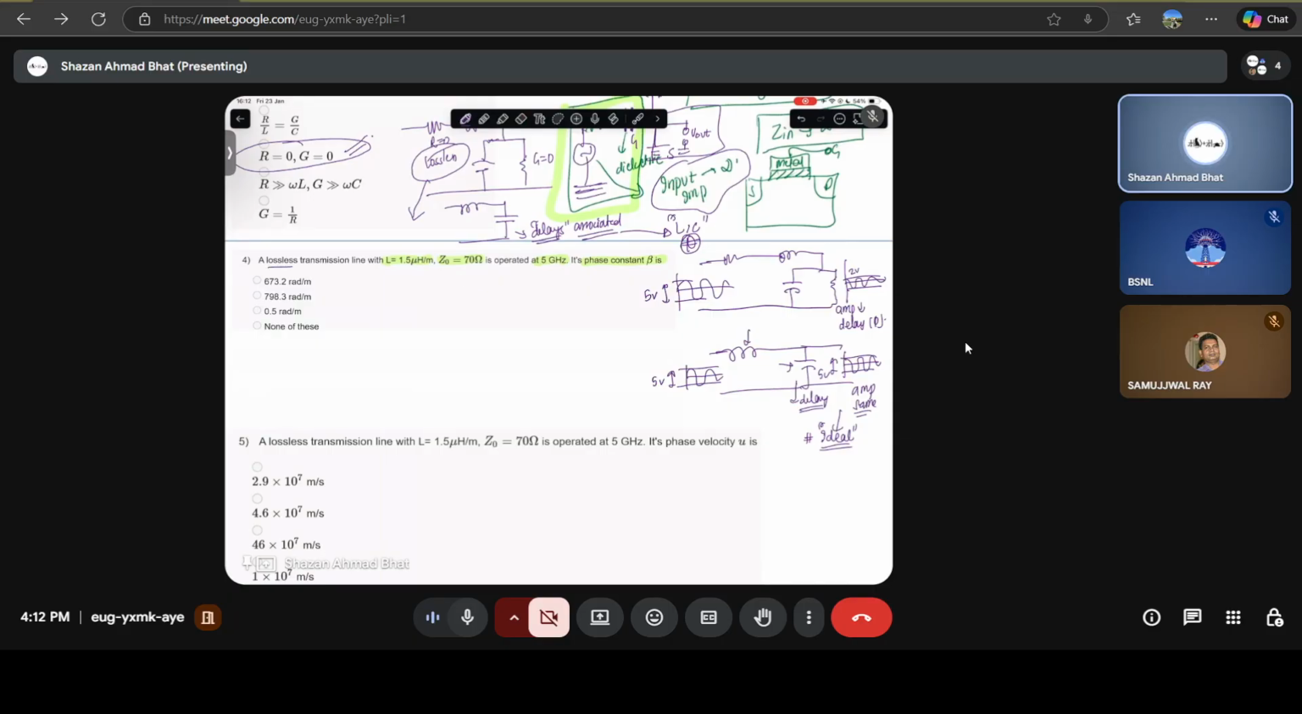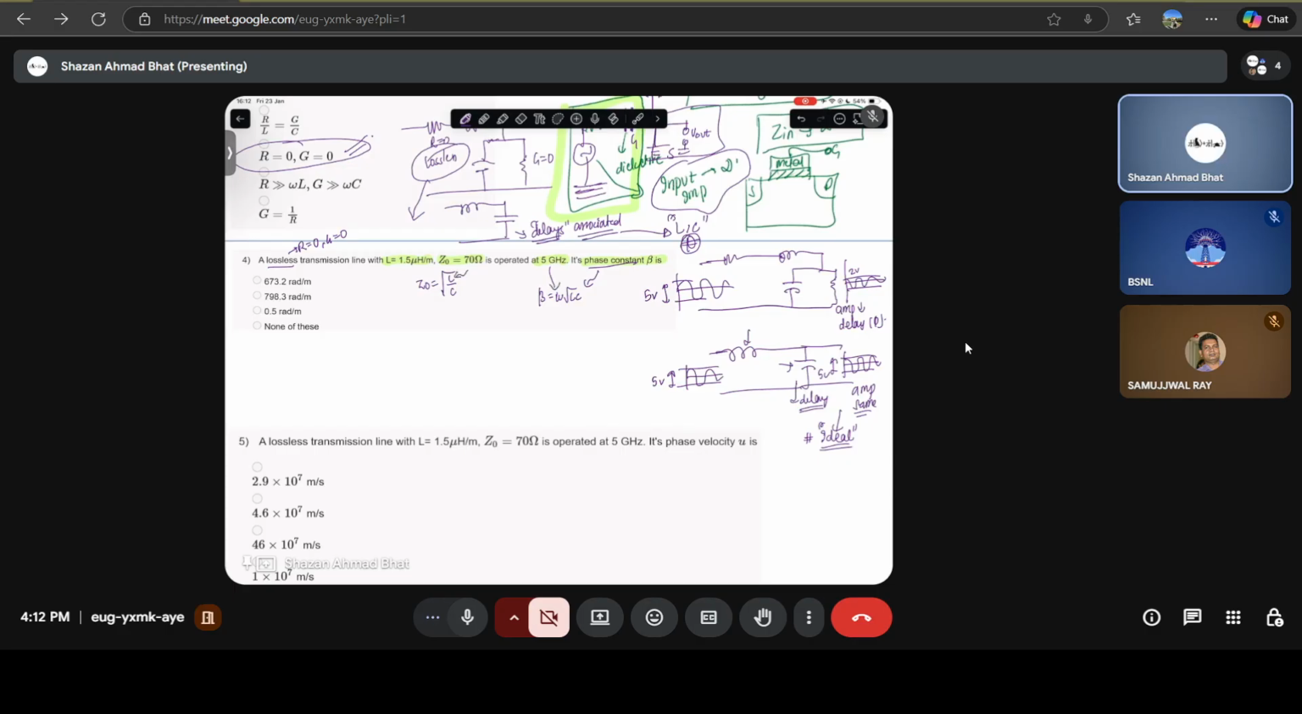So you have a lossless line, that means R is equal to 0, G equals to 0. That means you can write characteristic impedance as under root L over C, right? And the phase constant is given as omega under root of LC. Then what do you need to find? You need to find the phase constant associated.